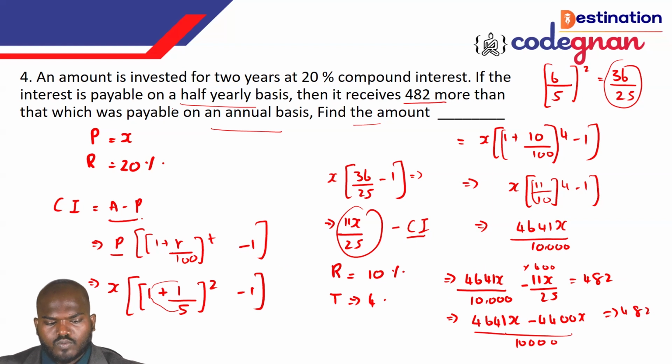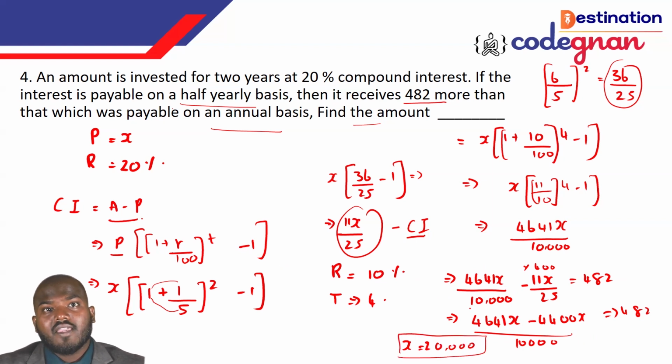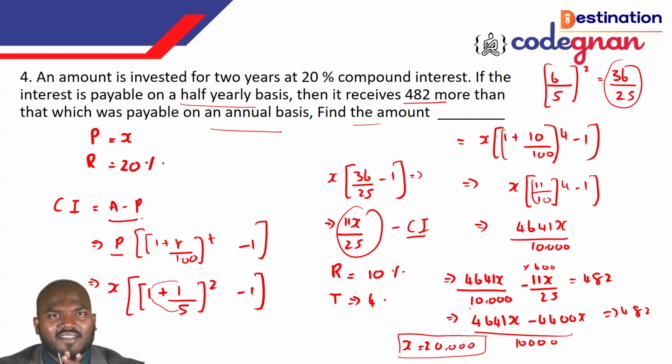If you resolve this, you will get x is approximately 20,000. This is the answer you will finally get here. So make sure you copy this down and practice it very clearly. If you make mistakes in the calculation, the answer will not be right. That is a very important parameter.